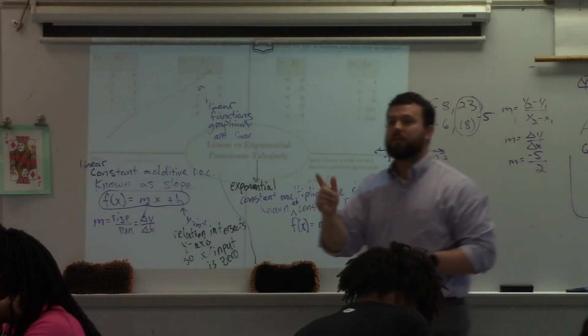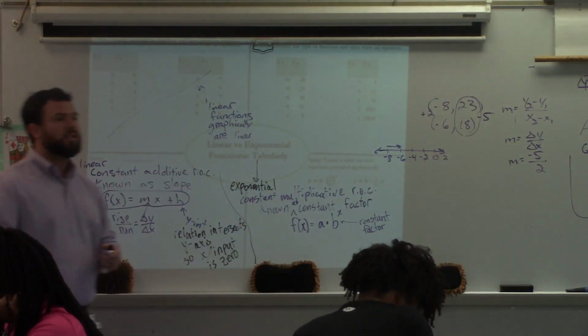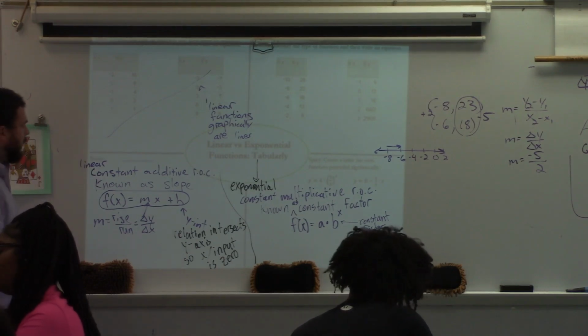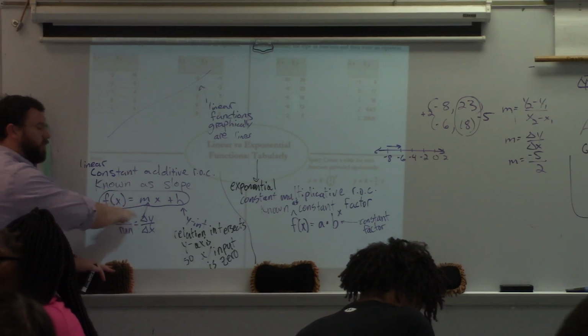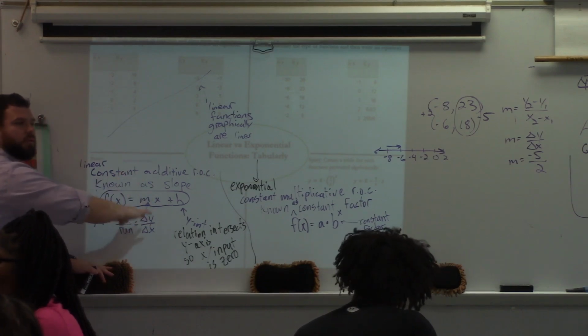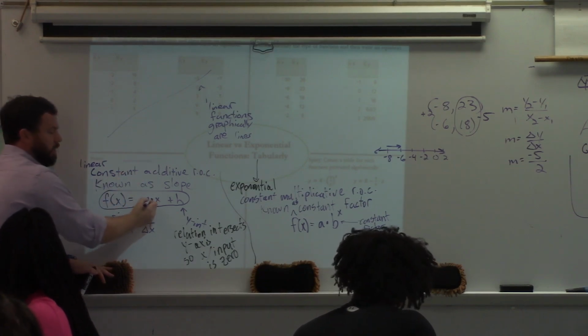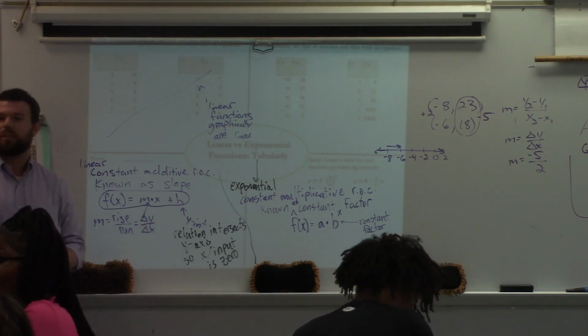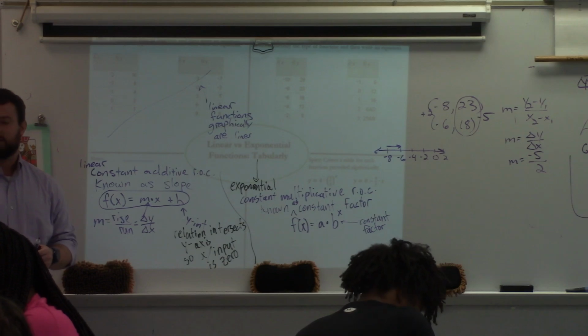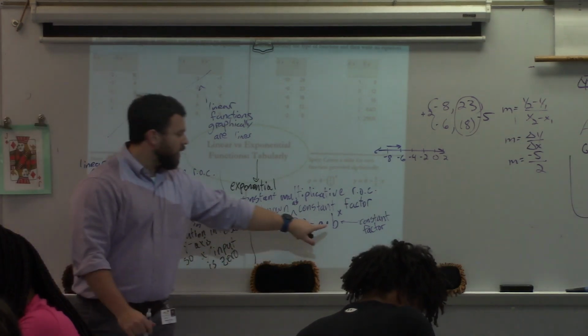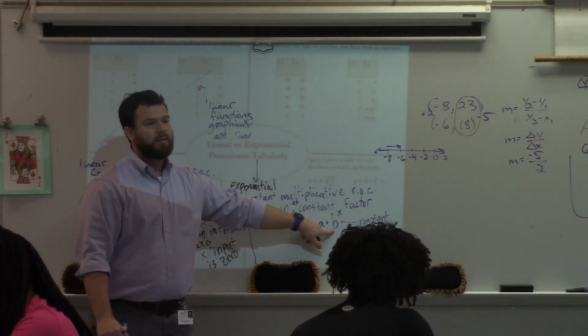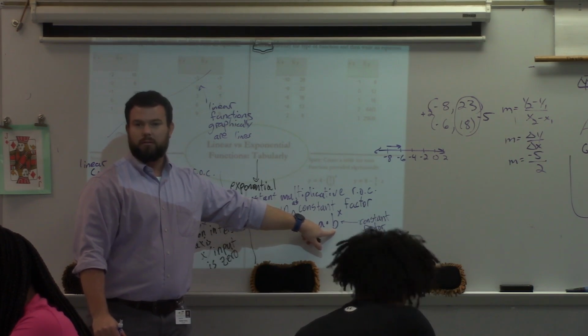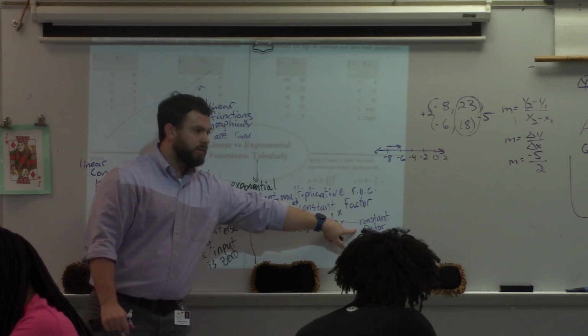Please notice and remember this idea. Repeated addition is shown as multiplication. Where do we see the multiplication in this equation? m and x. They're being multiplied because you're constantly, repeatedly adding that slope. Whereas here, you're constantly and repeatedly multiplying by b, the constant factor.